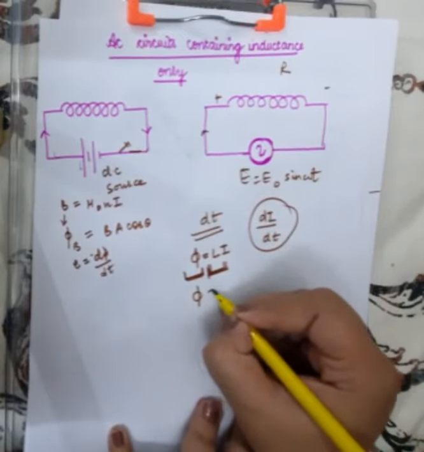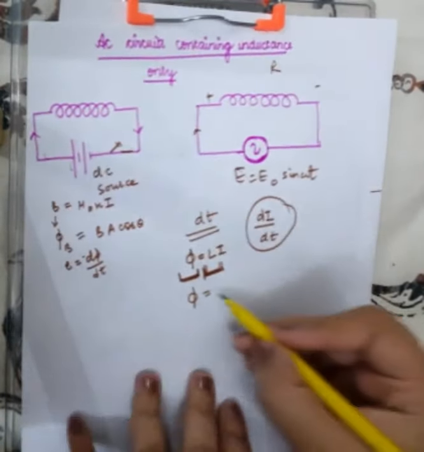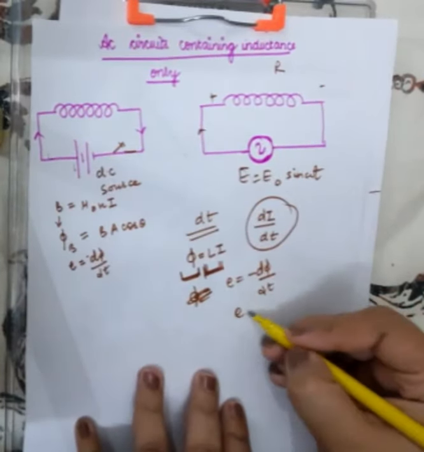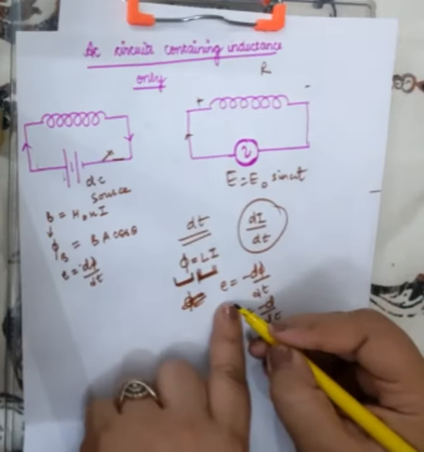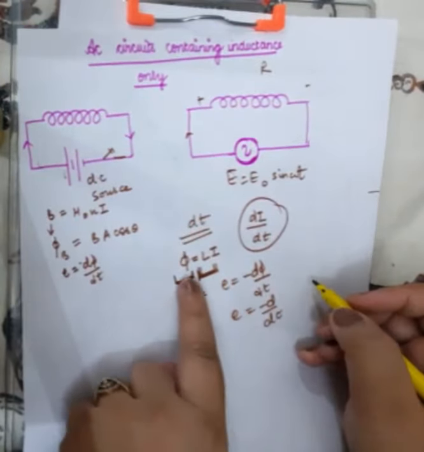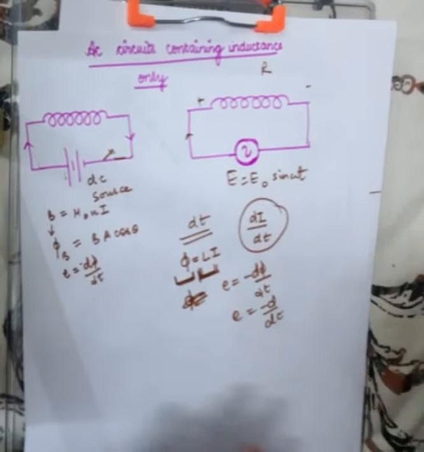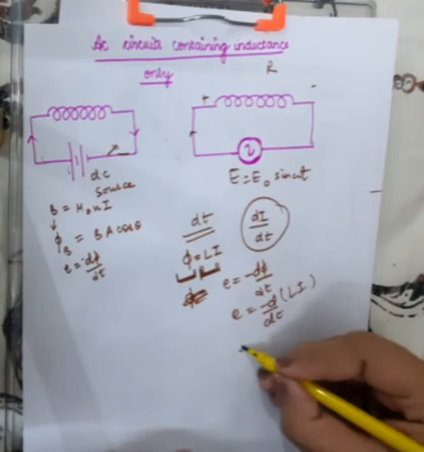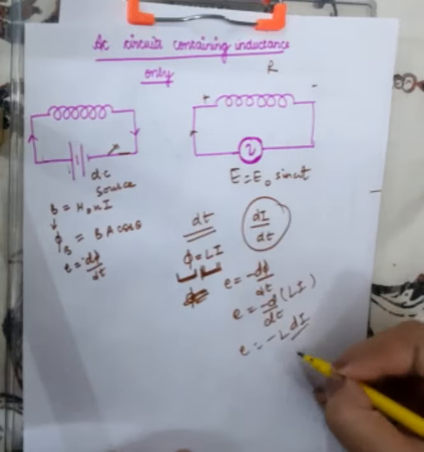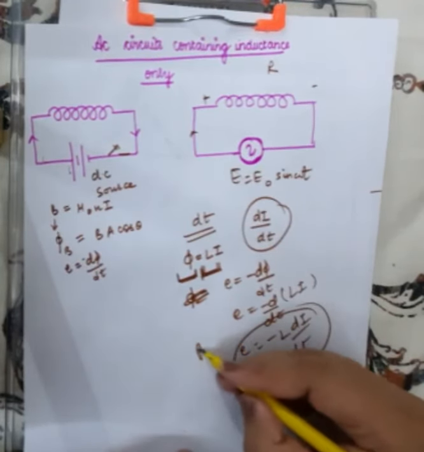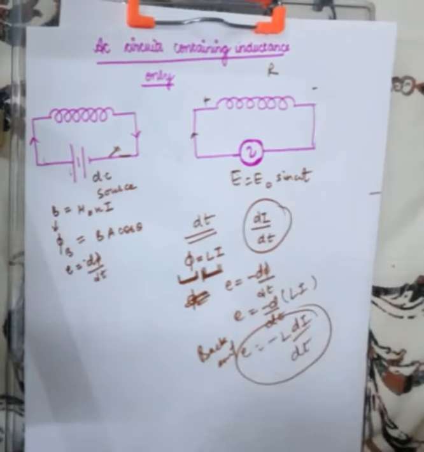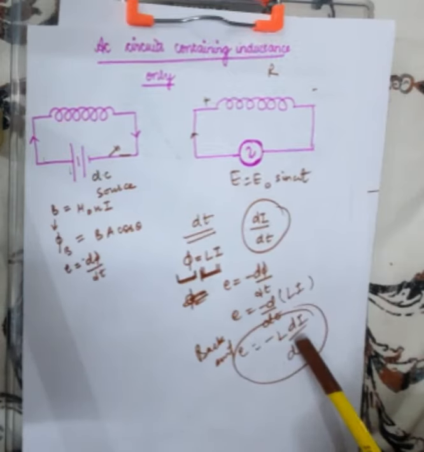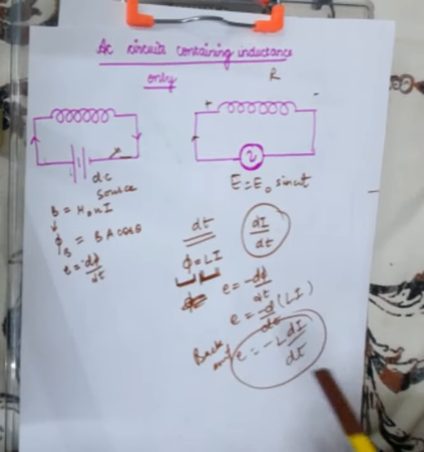So phi equals L i. Now how can we see this? E is equal to minus d phi by dt, back EMF. So E is equal to minus d by dt of L i. This is the induced EMF, which will try to oppose the cause, this change in magnetic flux. So E is equal to minus L di by dt. This is the back EMF, induced EMF, right? Now this negative sign indicates that the induced EMF opposes the change in the magnetic flux.